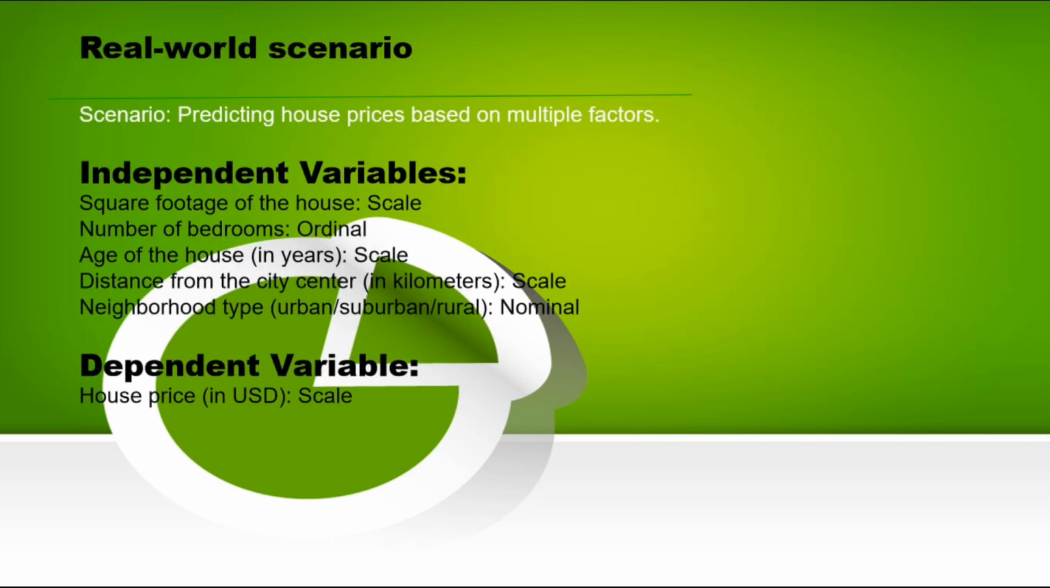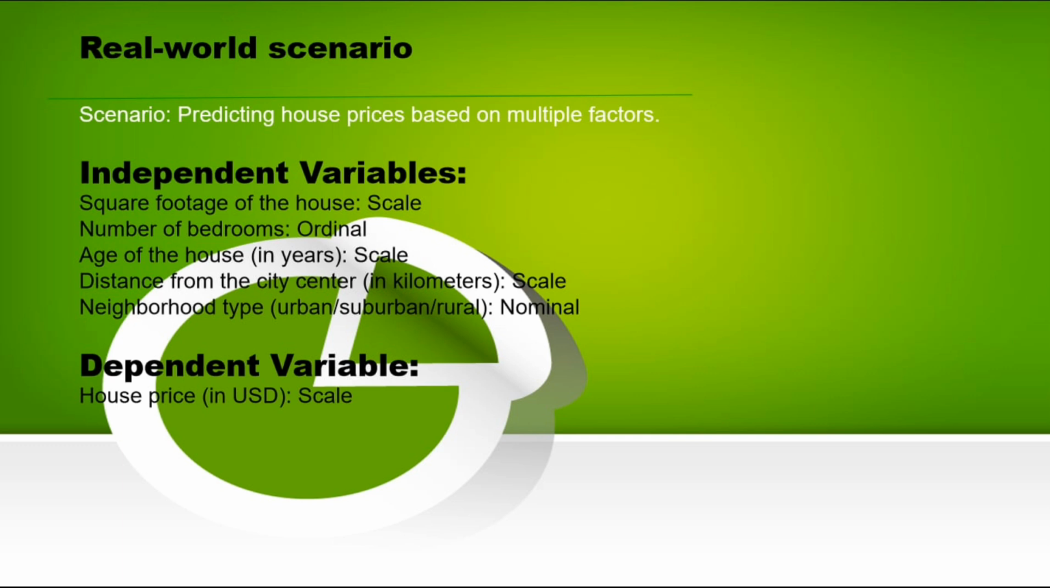So here's an example of a real world scenario where predicting house prices based on multiple factors. The independent variables are square footage of the house, number of bedrooms, age of the house in years, distance from the city center in kilometers, neighborhood type like urban, suburban, or rural, and the dependent variable is house price in USD. So, in this scenario, the relationship between the house price and some independent variables like square footage or distance from the city center may not be linear.